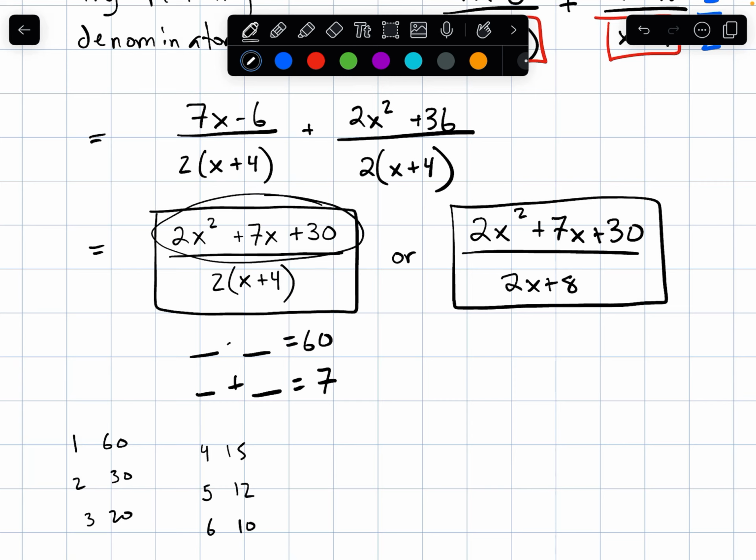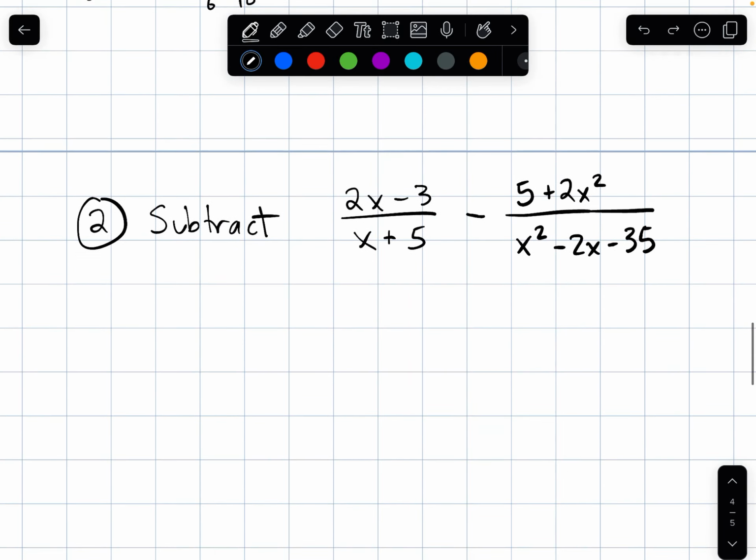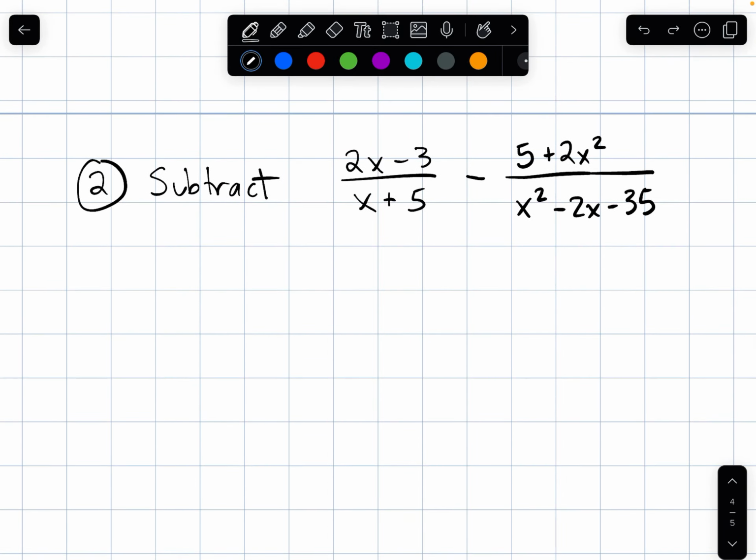But again, you do want to check to make sure that you can factor this. On that Chapter 9 test, you will see some that do factor, and then once they factor, you'll be able to cancel some things out. So just be careful of those. And then let's try one last example here. We're going to subtract. And so again, I want to get common denominators.